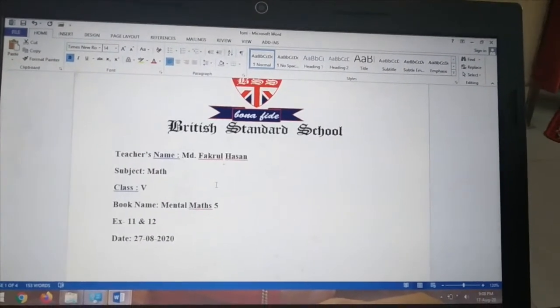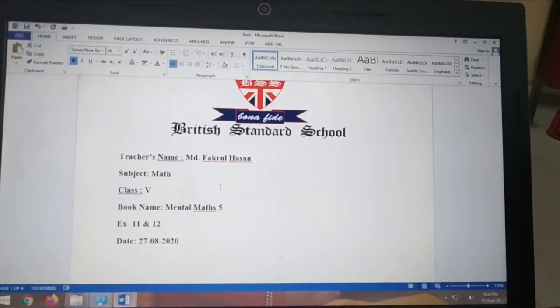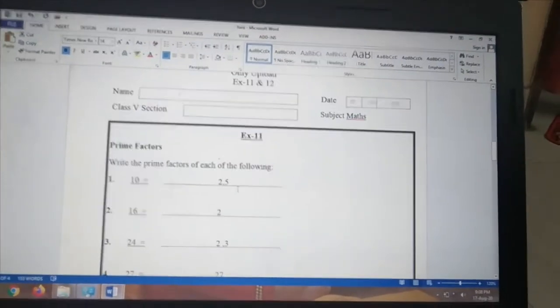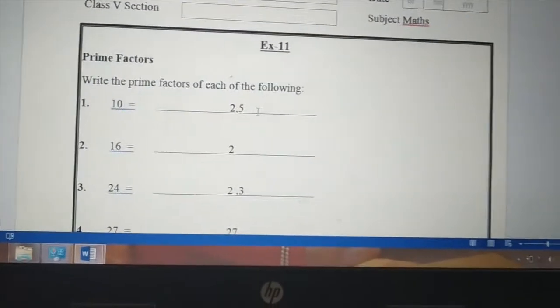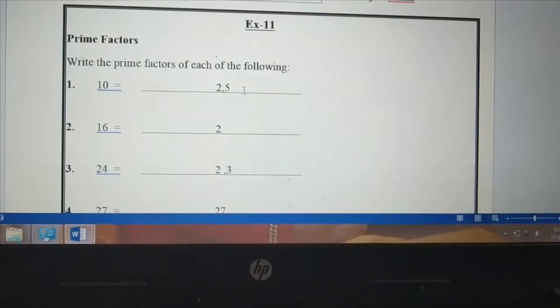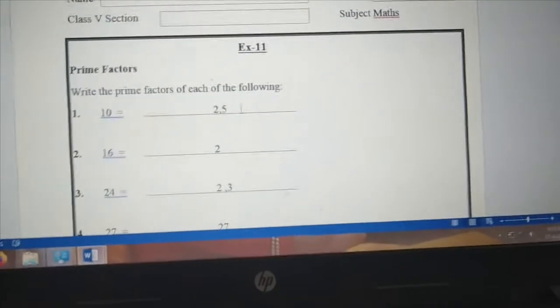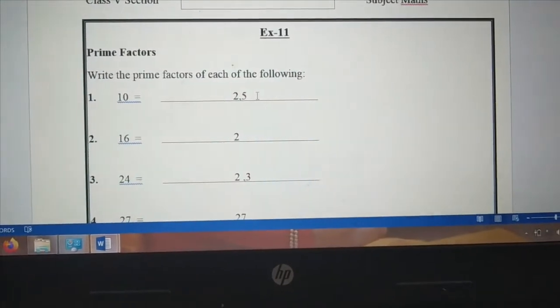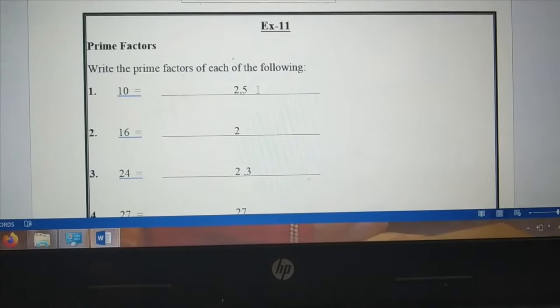Today we'll discuss from Mental Maths class 5, exercise 11 and exercise 12. So exercise 11: write the prime factors of the following. So prime factors, prime numbers. What are the prime factors? Prime factors are the factors that are prime numbers.